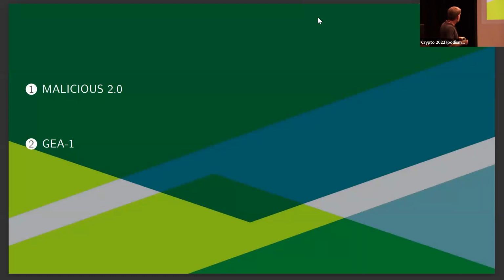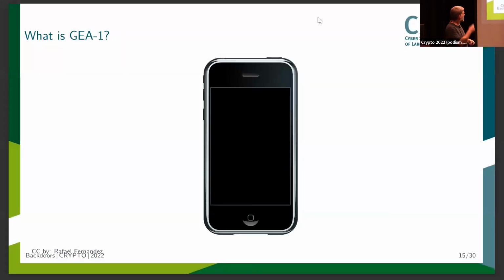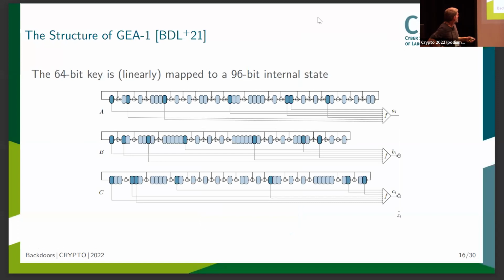Okay. So that was for the first part. And now let me come to the GA1, deconstructing weaknesses. So GA1 is this. No, actually, it's not this because it's for old phones. It was used in former versions of GPS, for the data encryption of mobile phones. And it is actually a stream cipher, which takes a 64-bit key and has a 96-bit internal state.